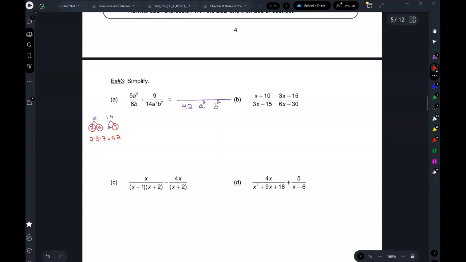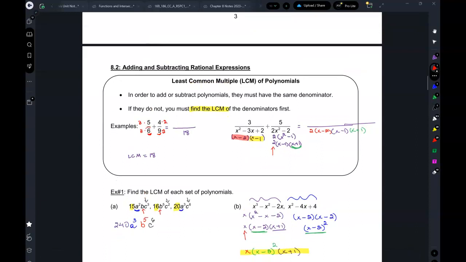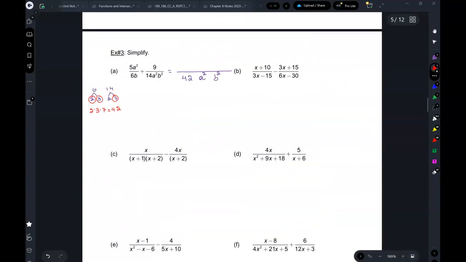Now, the next step is, just like we did here, I have to say, what can I do to this to make it 18? Well, that's multiplied by 3. Here, what can I multiply this by to make it a 42a squared b squared? Well, to make it a 42, I need to multiply by 7. And then I need to multiply by a squared and a b. 7a squared and a b.